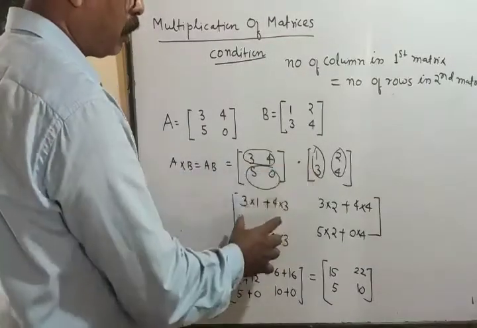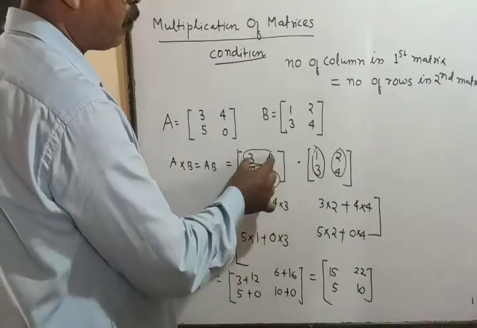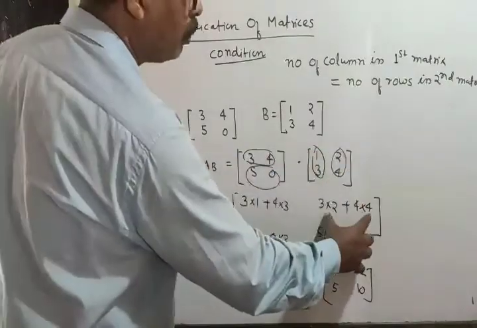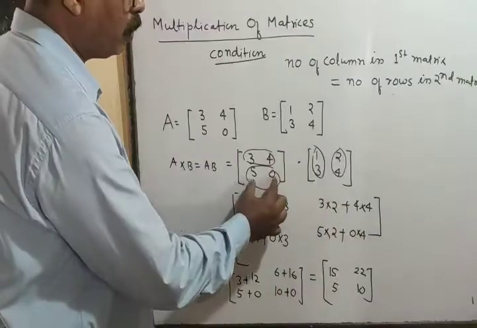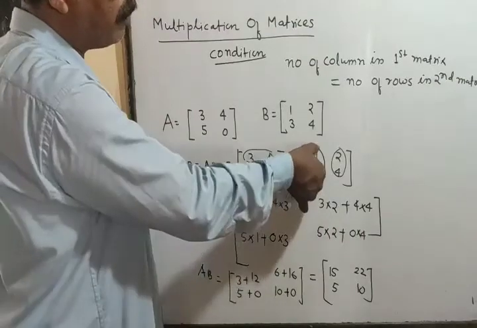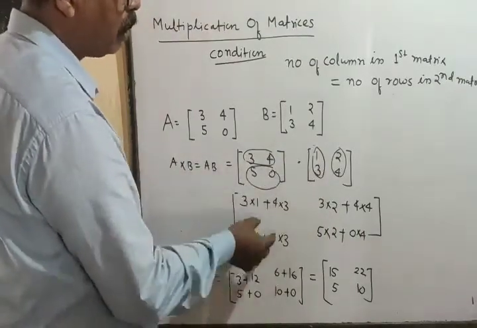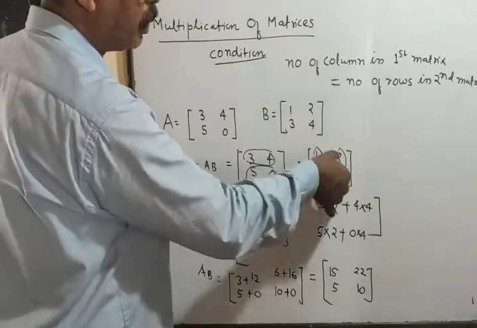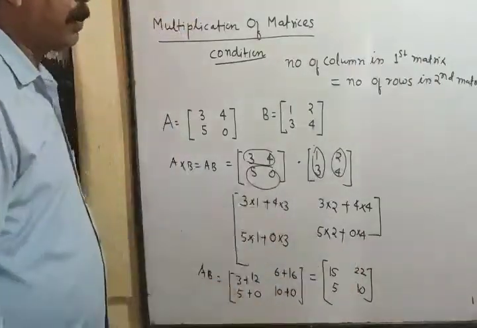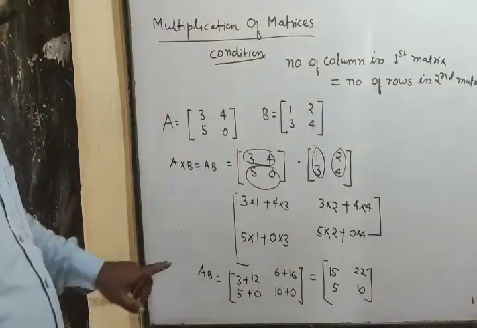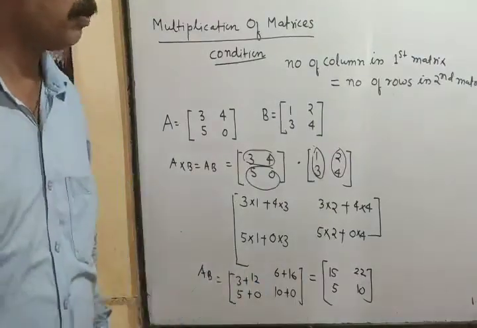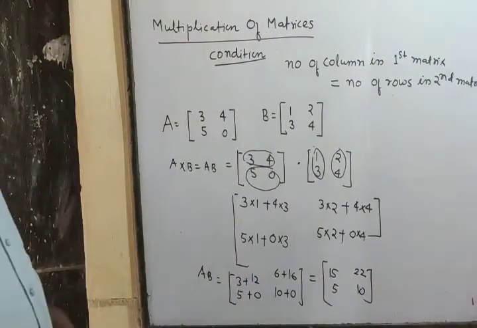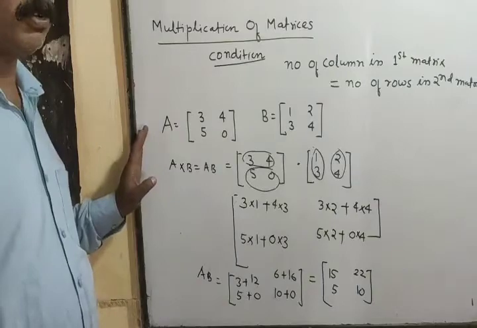the first row is multiplied to the first column here, then the first row is multiplied to the second column here. Now the second row is multiplied to the first column here, and the second row is multiplied to the second column here. And whatever addition and subtraction you have to do, you will do and get the result. But you have to be very, very careful when you are doing multiplication.